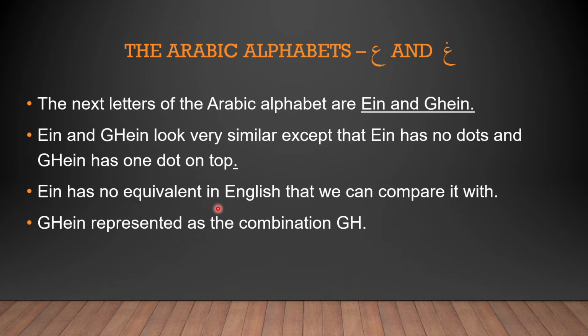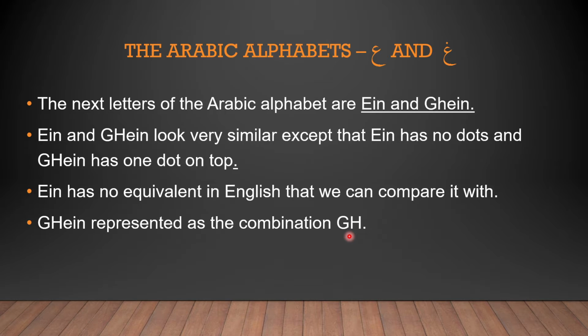Ein has no equivalent in the English language that we can compare it with. There's no sound that has the Ein sound in the English language. There's literally no letter that has Ein in it. The Ein sound is completely unique and English alphabets unfortunately do not have any such sound. So the Ein sound will be a completely unique sound and we will not be comparing it to any English alphabet. GHien is represented as the combination GH.